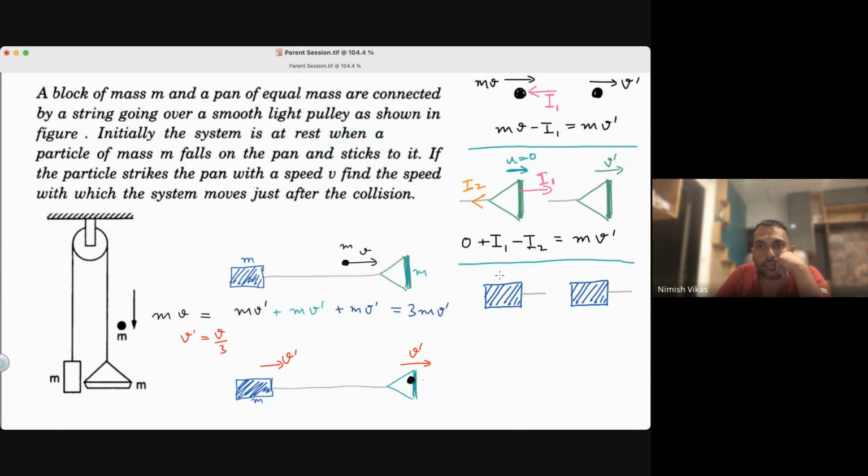So initial velocity was 0. Now it gets a velocity of V dash. This is assumed.